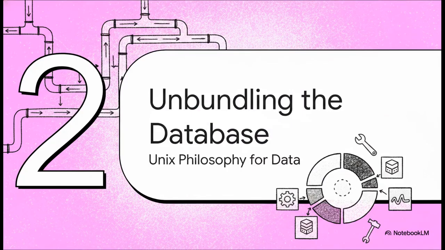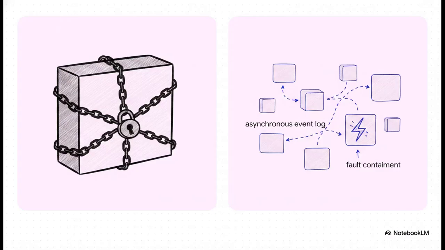Which brings us to Section 2, Unbundling the Database, the Unix Philosophy for Data. If you think about what a traditional integrated database does behind the scenes, it's super monolithic. When you write a row to a table, the database uses a synchronous transaction to update all its internal indexes. Everything happens at once, tightly coupled together. But the authors of this chapter propose something pretty radical: unbundled databases. What if we basically rip those internal index maintenance features right out of the database? Instead of all that tight coupling, we go for loose coupling. We use asynchronous event logs, think tools like Apache Kafka, to connect composable storage systems.